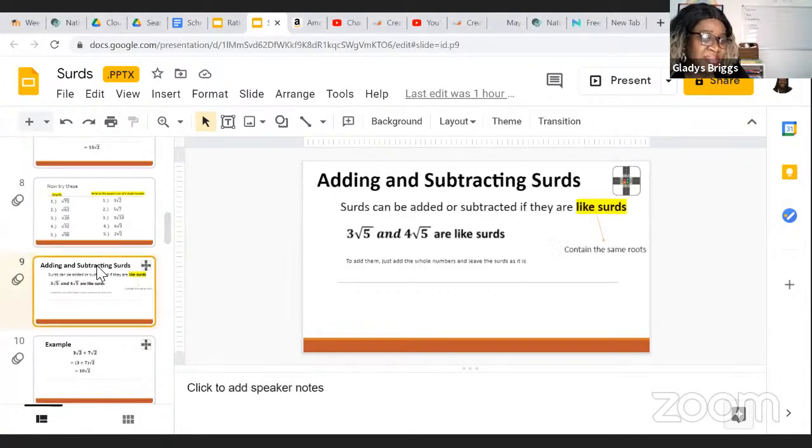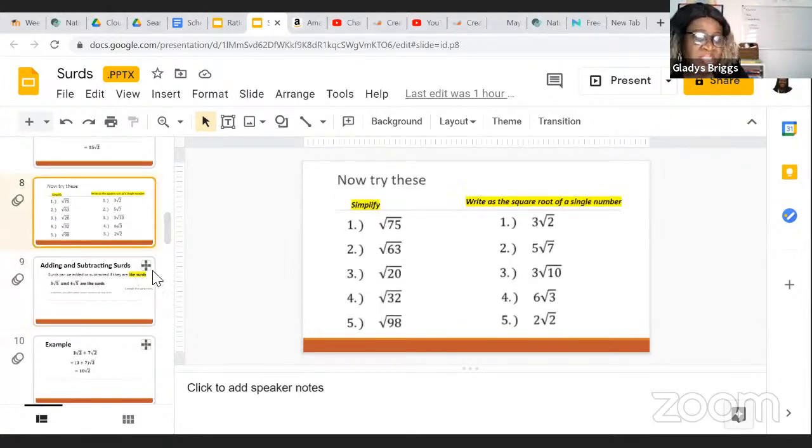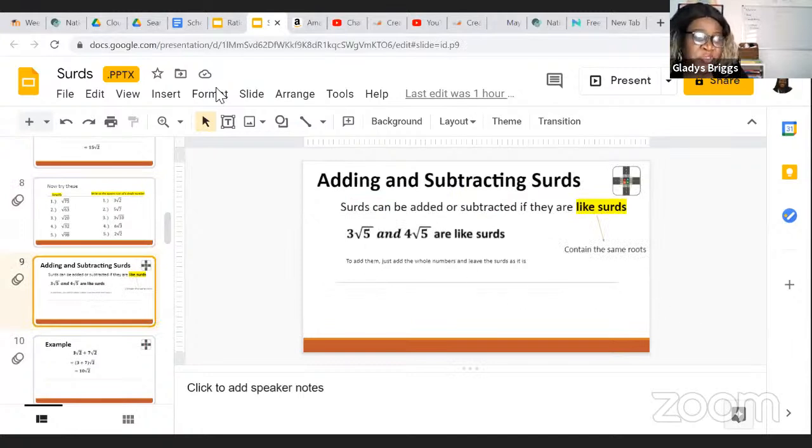Yeah, adding and subtracting surds. So we finished this activity. So this is the one that I need to teach you first. Sometimes I like to follow my math, but other times I like to follow my PowerPoint.